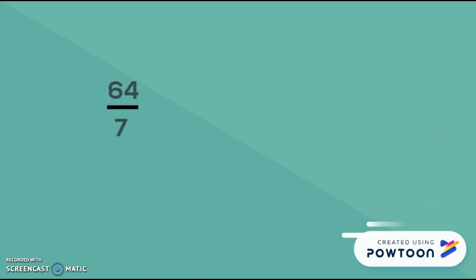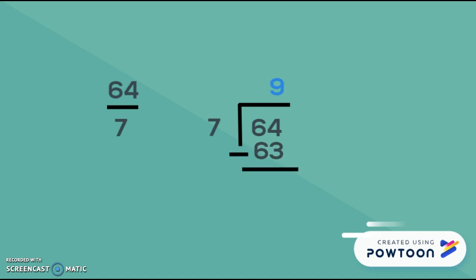Well, let's take 64 over 7. We're going to put the 64 on the inside of our little division house and 7 on the outside. And then we're going to figure out how many times 7 can go into 64. Well, we know 7 times 9 is going to equal 63. So we're going to take 64 minus 63 and get 1.